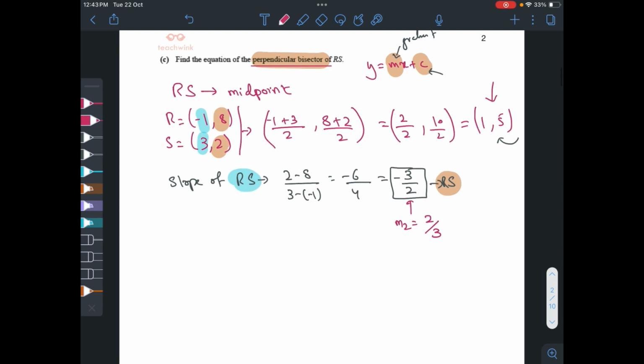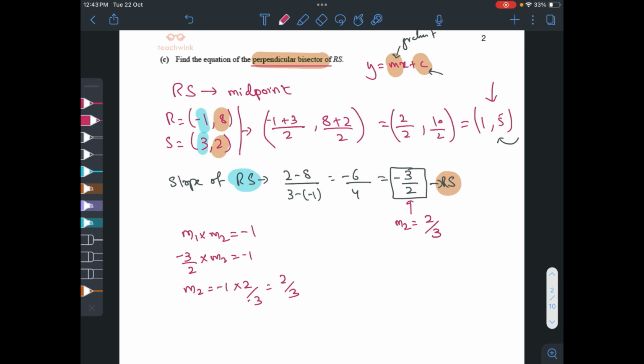Why do I say this? Because for any two perpendicular lines, when their gradients are multiplied, you get -1. So the gradient over here was -3 over 2 times m2 is equal to -1. m2 is the gradient of the perpendicular bisector, so I would do -1 times 2 over -3. That gives me 2 over 3.